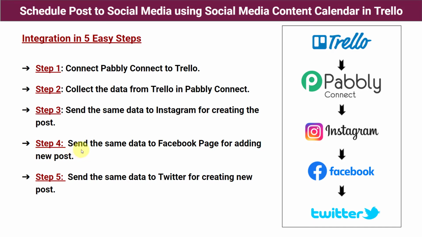In step number 4, it is written send the same data to Facebook page for adding new post. Again, we will integrate Facebook with Pabbly Connect, and the data which we have added in our Trello account, accordingly, the post will be uploaded in Facebook. And in step number 5, it is written send the same data to Twitter for creating new posts. Again, we will integrate Twitter with Pabbly Connect, and according to the details which we have captured in Pabbly Connect, the post will be shared in Twitter. Okay. Now let's start with the process, guys.